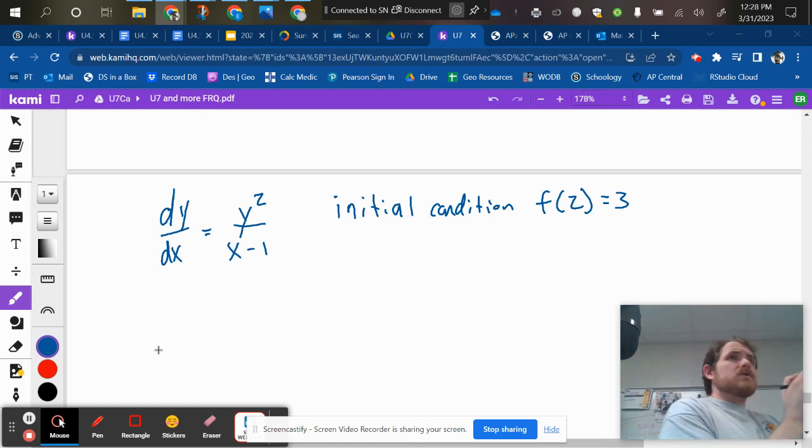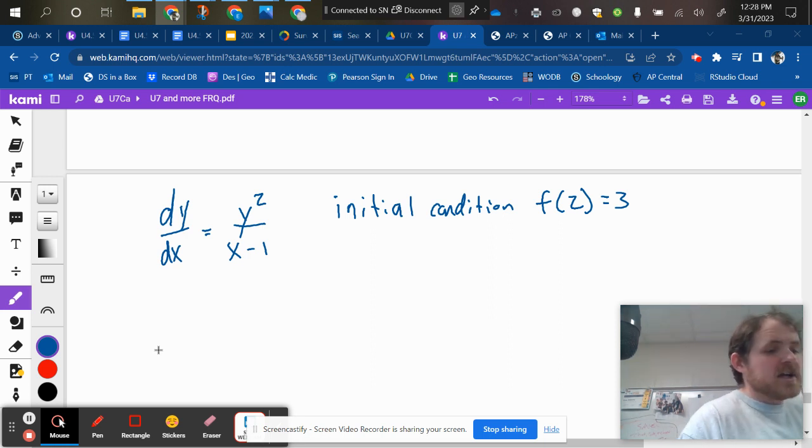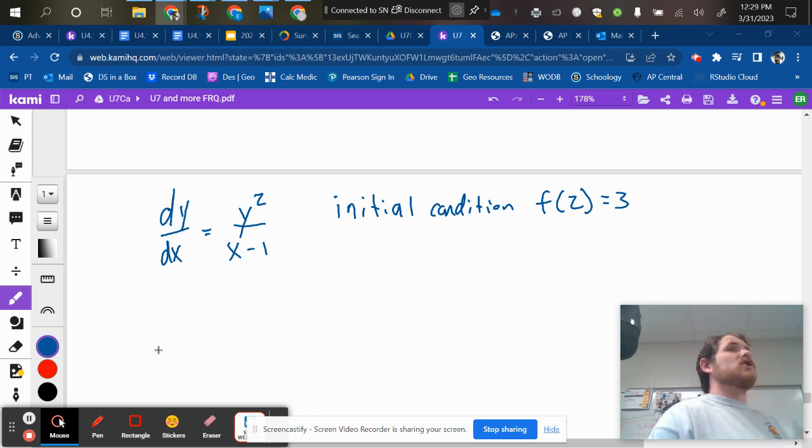The skill used is separation of variables. Did the question tell you to separate the variables? No. There's nowhere where it says use separation of variables. Okay? So you have to know what to do. You have to get the dy's with the y's and the dx's with the x's.